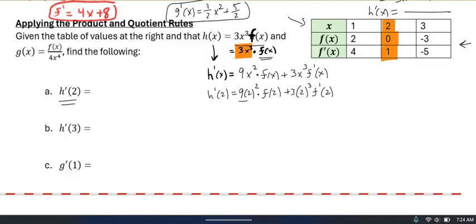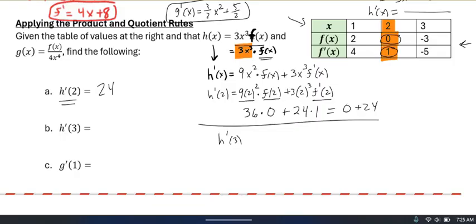Let's see. 9 times 4, 36, times f of 2. F of 2 would be 0. That's going to be easy. I like that. Here we have 2 cubed is 8 times 3, 24. And then f prime of 2 will be this bottom value of 1. And so we're just going to get 0 plus 24, or 24 for the first one. Why don't you pause the video and try finding h prime of 3.